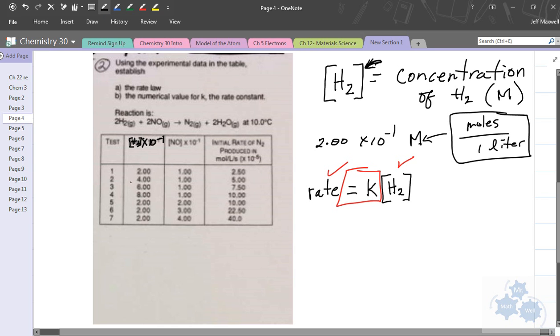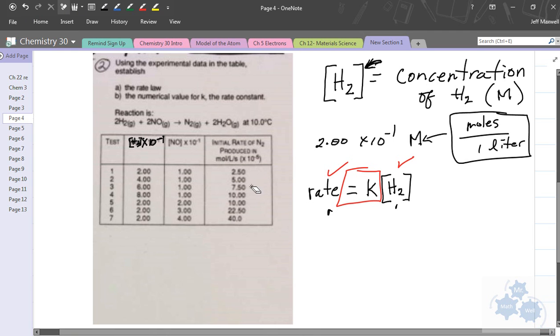Let's check another 2 trials, trial 1 and trial 3. This is times 3, from 2 to 6. So what's happening to the rate? Now we're assuming that if this is a direct relationship here, that this should triple as well, and does it? 2.5 times 3 is 7.5, yes. Okay, so we've confirmed that the rate is directly proportional to the change in concentration of hydrogen.